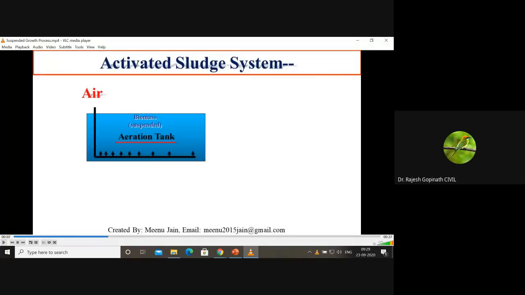So you have your aeration tank, air is being supplied, your entire biomass, all your waste organic matter, everything remains in suspended state. What does oxygen do? What does air do? It helps in chemical oxidation. It helps to serve oxygen for the microorganisms. It keeps the entire system in suspension.